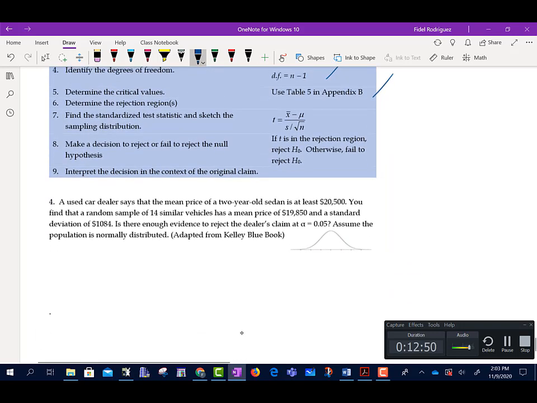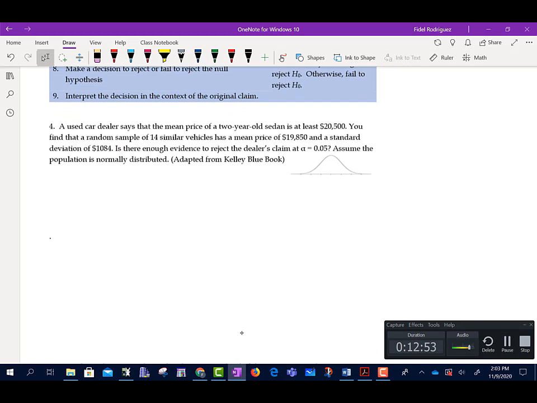Okay, so let's see if we can figure out how to do this problem here. It says a used car dealer says that the mean price of a 2-year-old sedan is at least $20,500. So the first thing I'm going to do, we're going to say that mu is at least 20,500. So let's think about what that means. At least 20,500 means it's that number or more. So it's telling me that my mu is greater than or equal to 20,500.